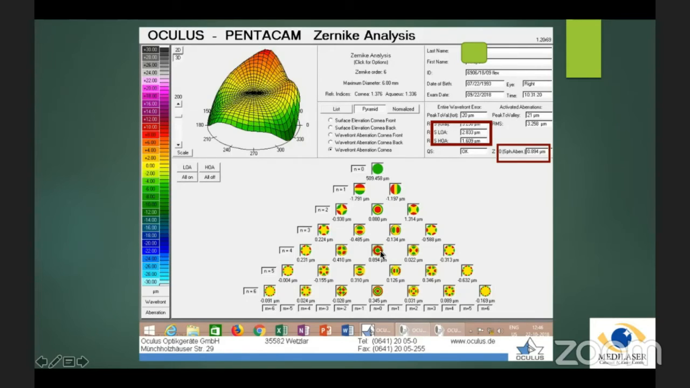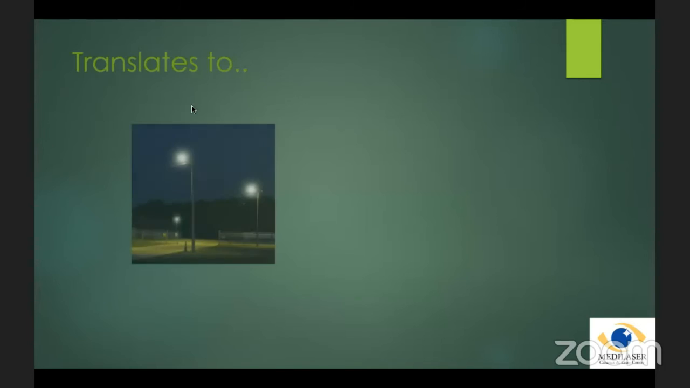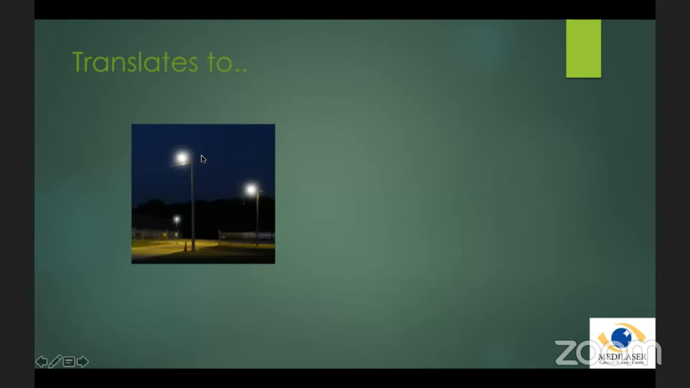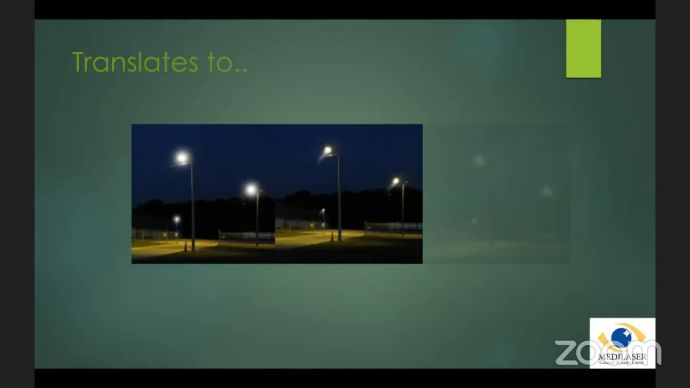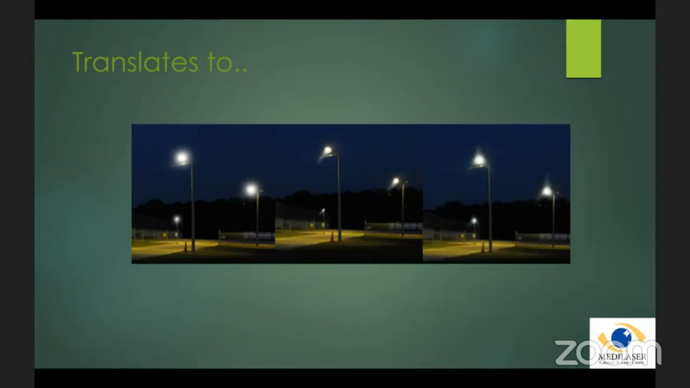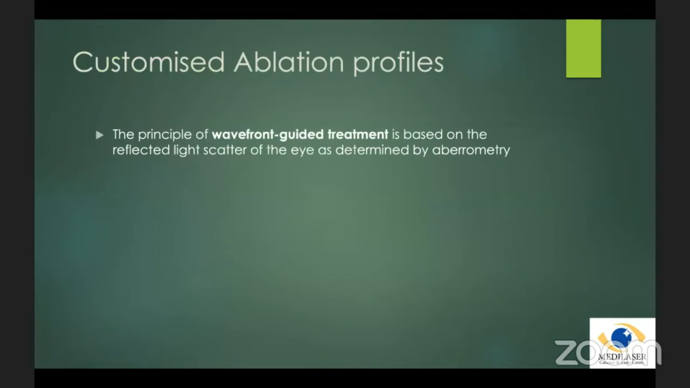Conversely, in hyperopia, there's an increase in the negative spherical aberration. This is how a positive spherical aberration translates to practically how a patient would see a street light at night, or if there was an increase in coma or increase in trefoil. So compromising the quality of vision with LASIK is what led to customized ablations.